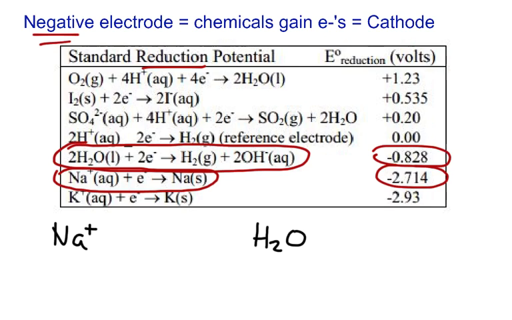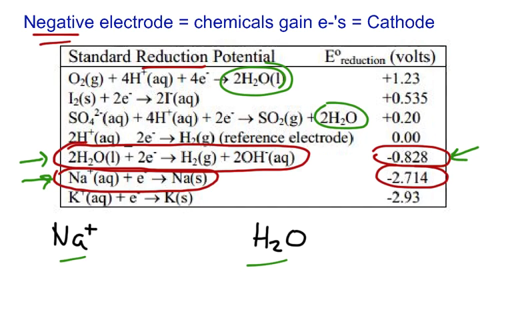Okay, all these other ones, we see water here. We don't care because water is on the right side. We need water on the left side. And we see water here. Okay, so we just don't care about those reactions. We want the reaction where water is gaining electrons or sodium ions are gaining electrons. Those are our two choices. And of those two, whichever one has the larger value is the more likely to be reduced.